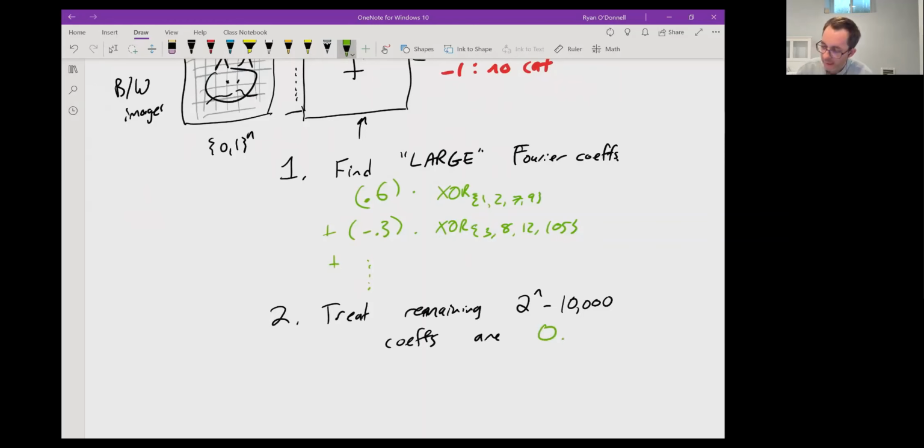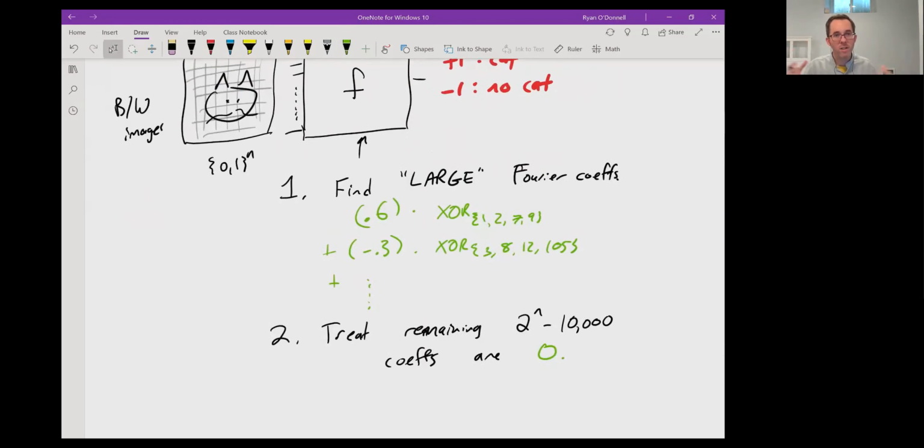So you imagine, okay, f could be perfectly decomposed into 2 to the n many different XOR functions, but we're just going to find the 10,000 most important functions, keep that part, and just zero out all the rest. And then this stuff here is something that you can compute. This is your trained algorithm.